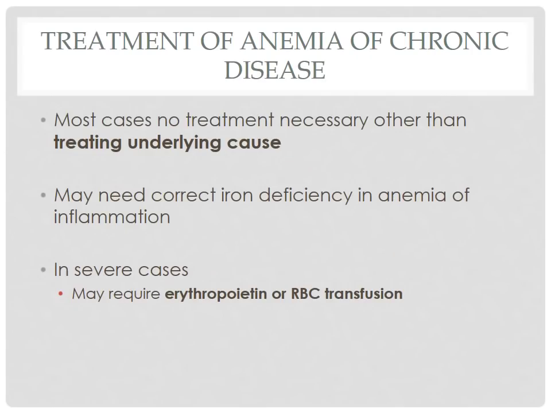For the treatment of anemia of chronic disease, the most important thing to do is treat the underlying cause. If there is also a secondary iron deficiency, such as in patients who have anemia of the elderly, that may also need to be treated. In severe cases, patients can be put onto erythropoietin or red blood cell transfusions to correct this type of anemia.